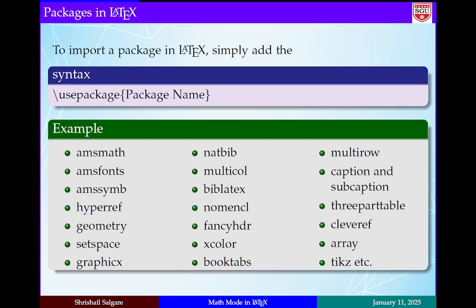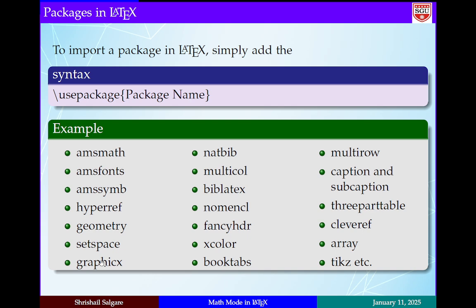There are many packages, but I have listed a few which we are using very frequently. First three are related to the mathematical part. AMS Math. AMS stands for the American Mathematical Society. So AMSfonts, AMSsymb, these are related to the mathematical part, that is equations, symbols, etc. Now hyperref, you have already seen, and geometry we have seen. Now the next one is setspace. That package is used for the line spacing.